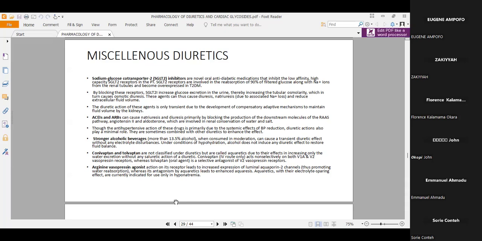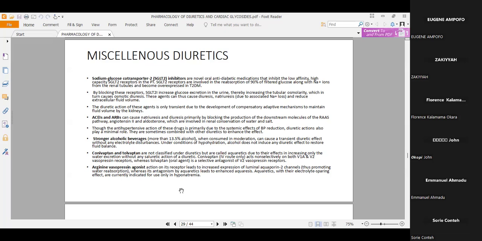We have aquaretics, conivaptan and tolvaptan. They exert their effects by increasing only water excretion; they have no effect on solutes. Conivaptan acts non-selectively on the vasopressin receptors, both type 1 and type 2, while tolvaptan is a selective antagonist of the type 2 receptor.